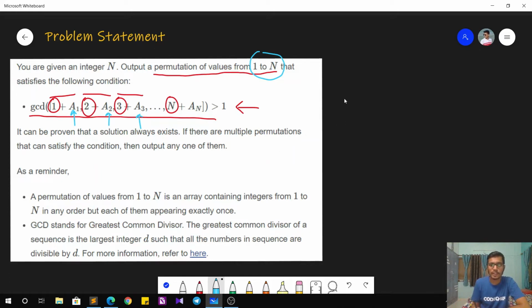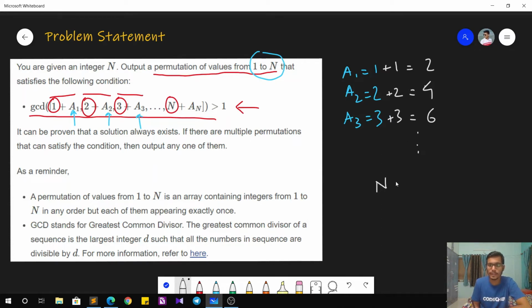For example, if a1 is 1, a2 is 2, a3 is 3, then what will be these terms? The term 1 plus a1 is basically 1 plus 1, that is 2. Again 2 plus 2, that is 4. 3 plus 3, that is 6, and so on. The last one will be n plus n, that is 2n. So all these n terms will be 2, 4, 6, 8, and so on up to 2n.